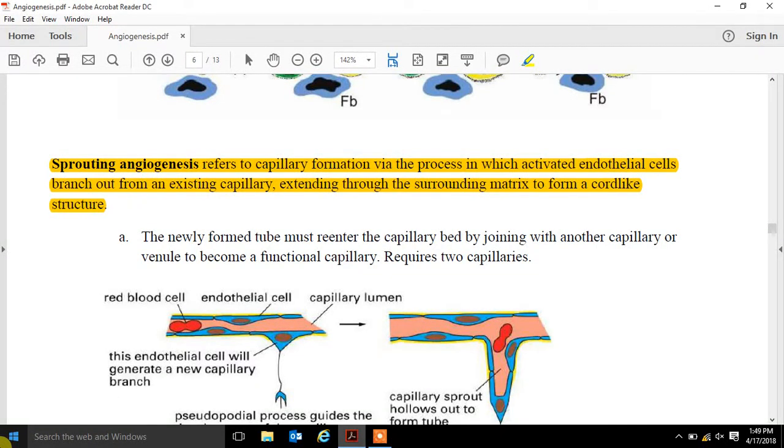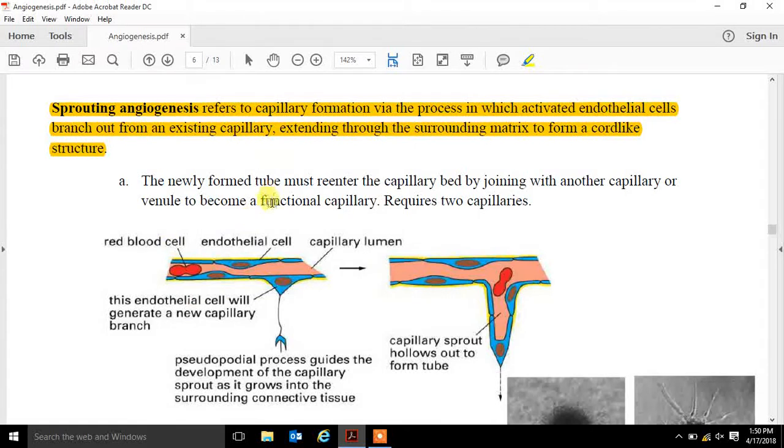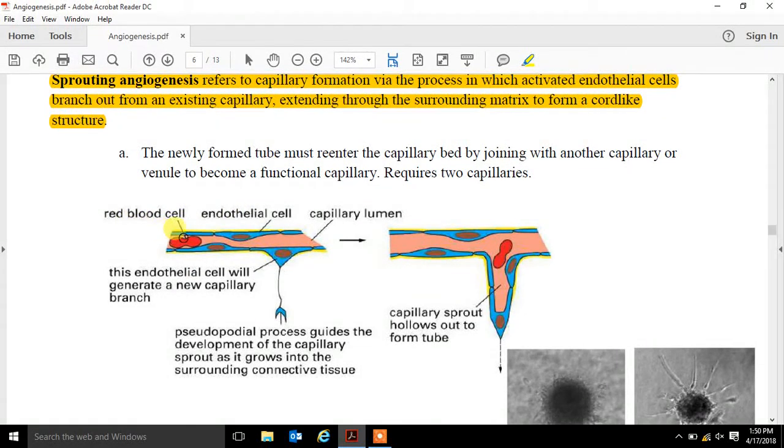So it's the process in which an activated endothelial cell branches out from an existing capillary, extends through the surrounding matrix or tissue, and forms this cord-like structure. And it usually connects to some other type of capillary venule to become very functional. So here's our red blood cell, here's our endothelial cells and our capillary lumen, and we start getting this little bit of sprout. So we get this projecting out, and we eventually get this sprout.